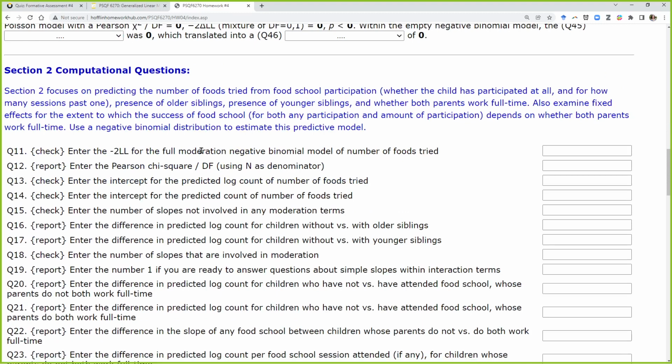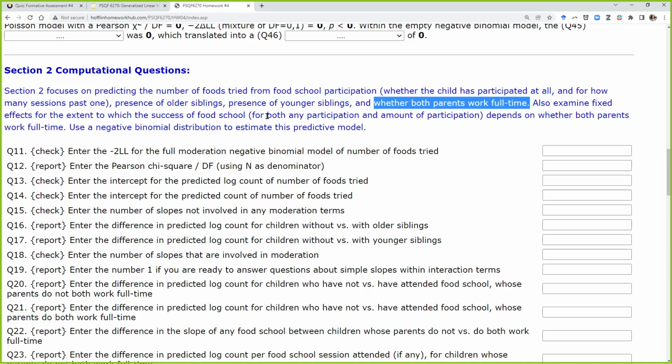The interaction between both parents' work and the attendance, and the parents' work and the attendance plus one. Okay. So I don't know if you all heard that. We're checking the number of parameters in the model here. So we have presence of an older sibling as a binary predictor. Presence of a younger sibling is another binary predictor. Whether or not both parents work full-time is yet a third binary predictor.